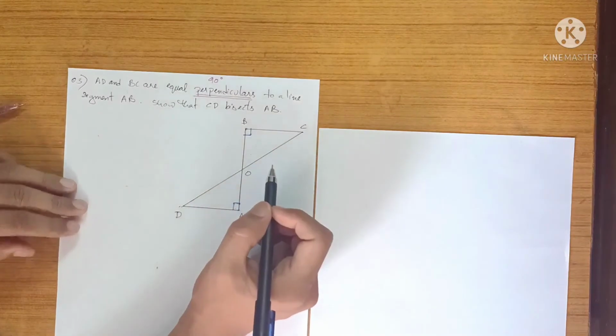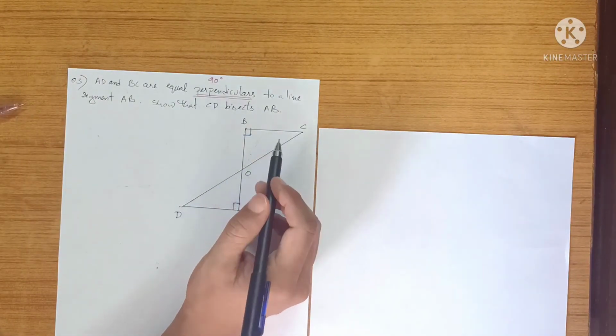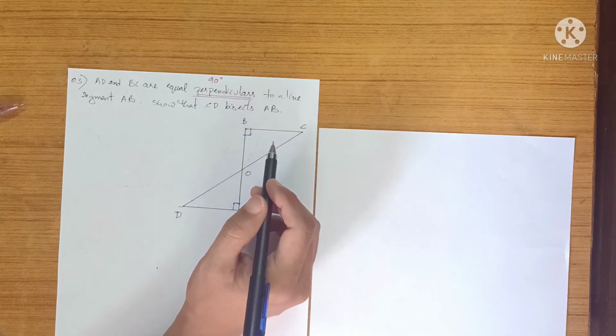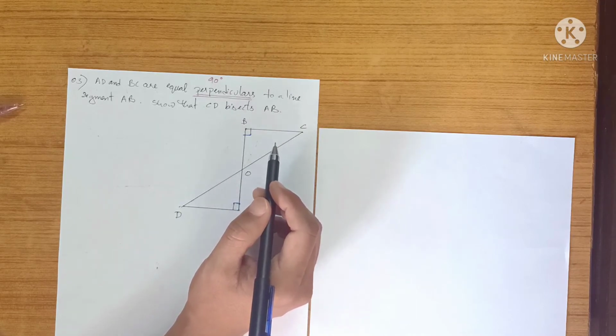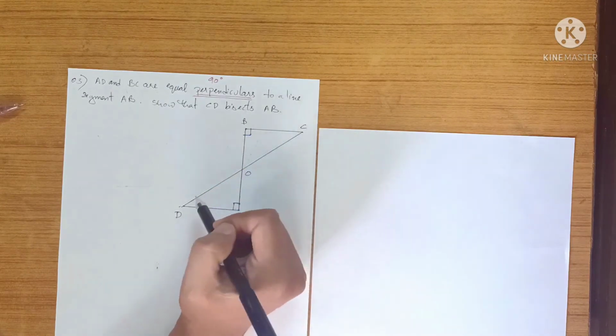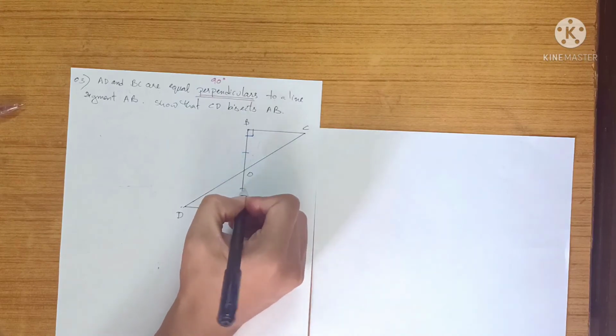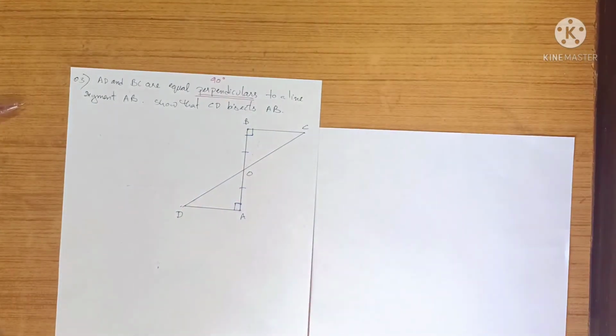Show that CD bisects AB. We have to show that CD bisects AB. And bisects means what? It divides into two equal portions, right? So we have to show that CD is cutting AB into two equal portions. So we have to show that AO equal to BO. So let's try to prove that these two triangles are congruent first.